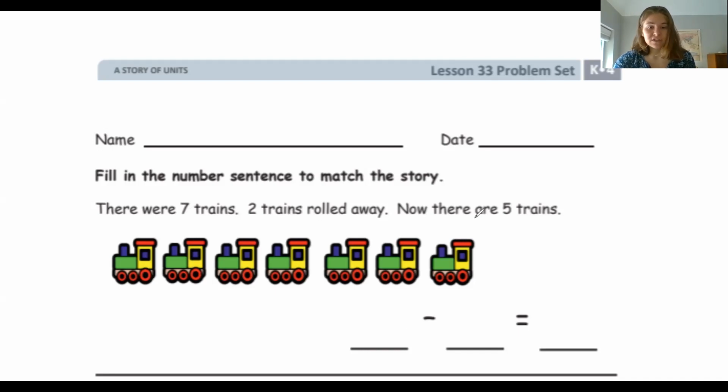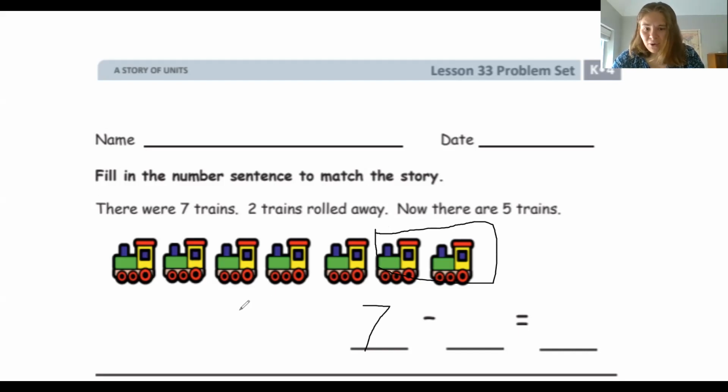We can even show this in our picture, right? There's 7 trains drawn here for us. And it says 2 trains rolled away. I'm gonna just circle these and say these are the trains that rolled away. That helps my brain see what's going on in the story. What number should we write first? What are we starting with? How many trains?